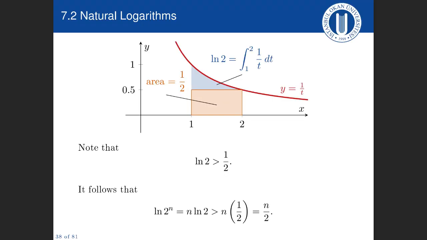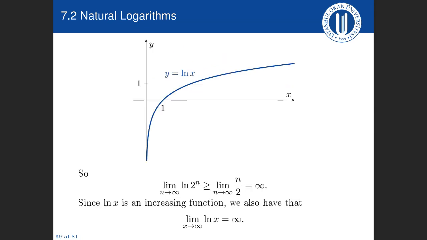But then that means ln of 2 to the power n, or n ln 2, must be bigger than n multiplied by a half, or n over 2. I'm going to take the limit of these two things I've underlined in orange. The limit of ln 2 to the power n must then be greater than or equal to the limit of n divided by 2. But we know that limit is equal to infinity.